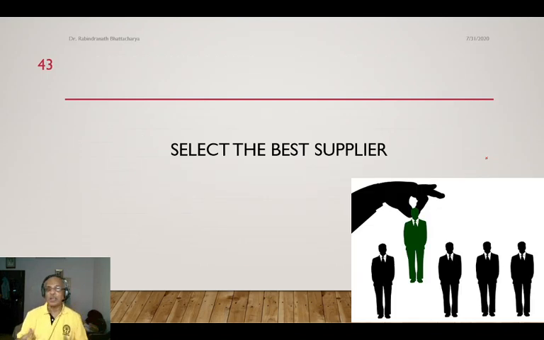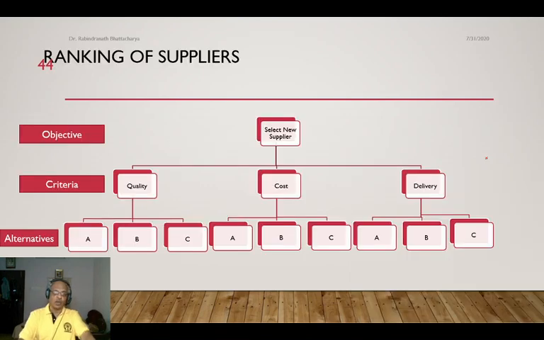So now we come to the problem of selection of suppliers. I have taken a very simple problem, which I have solved using the same techniques which we have explained so far. So the objective is selection of the new suppliers, criteria are quality, cost and delivery. Alternatives available are A, B, C.